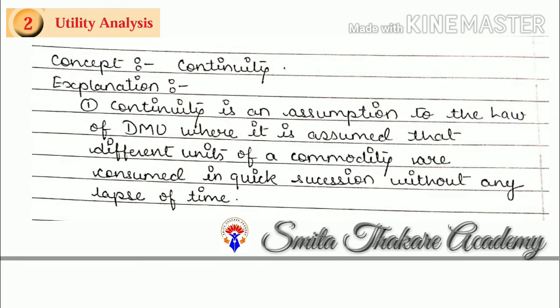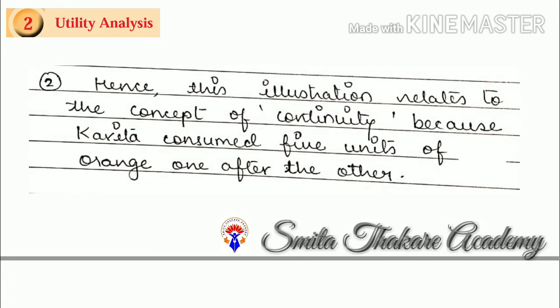Concept: continuity. Explanation: continuity is an assumption to the law of DMU, that is diminishing marginal utility, where it is assumed that different units of a commodity are consumed in quick succession without any gap of time. Hence, this illustration refers to the concept of continuity because Kavita consumed 5 units of oranges one after another.